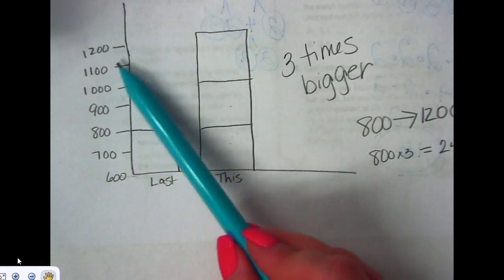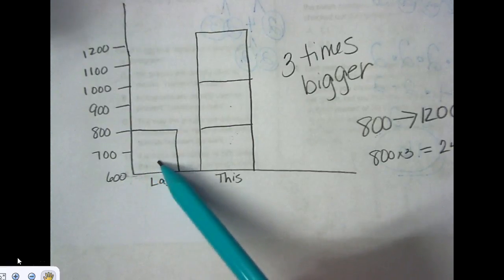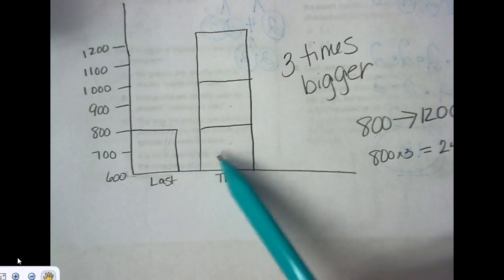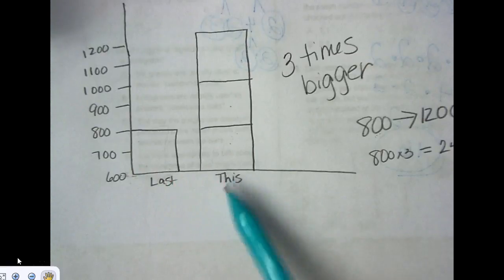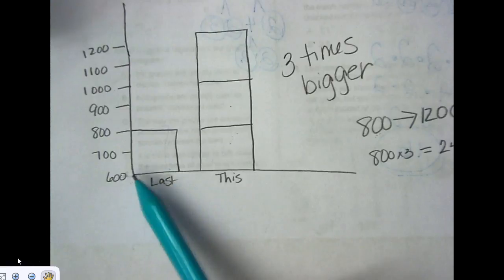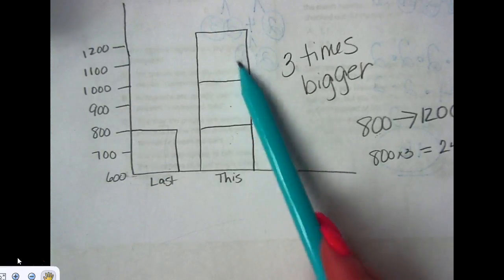So that's why your scale is important when you're graphing. You have to start at 0 to show the accurate amount for the first year. This does show the second year, but it cuts off down here. They're all exactly the same from the 0 to 600. Does that make sense? And do you all see how I see that this is 3 times bigger?